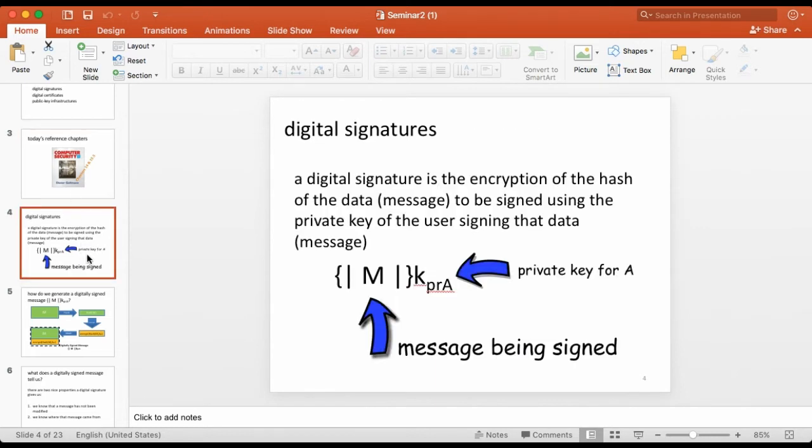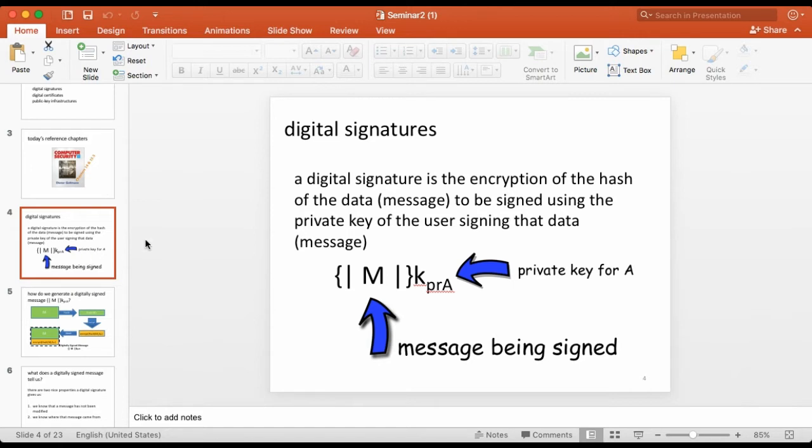Right, so we start with digital signatures. First of all, an explanation: what is a digital signature? Basically, a digital signature is the encryption of the hash of some data that can be then signed using the private key of the owner sending or performing that digital signature.